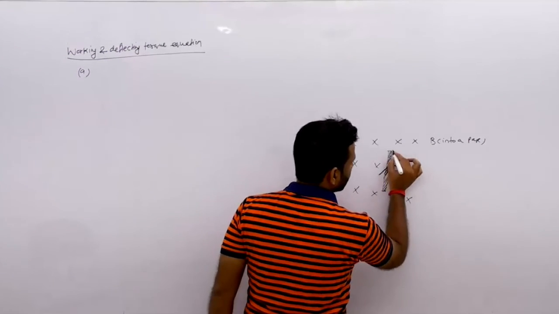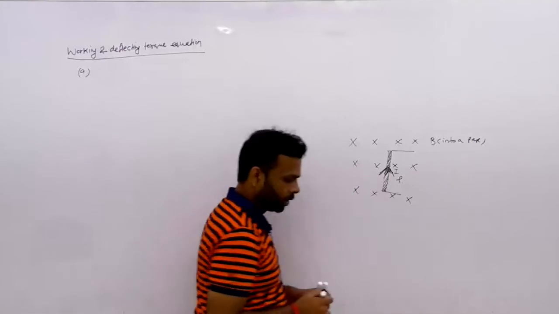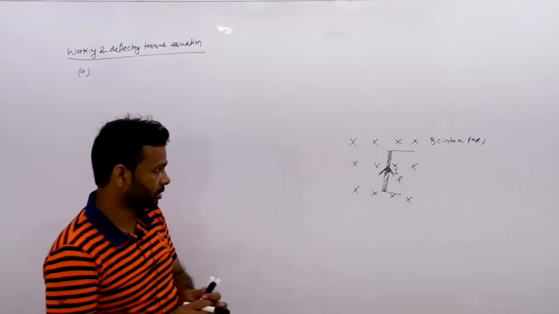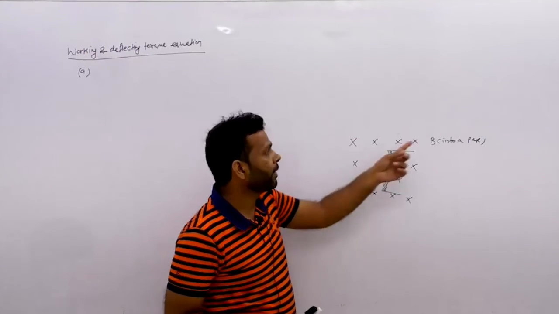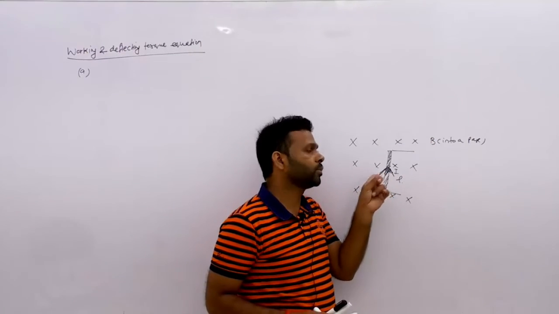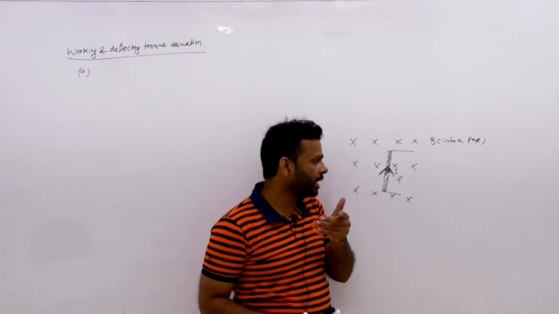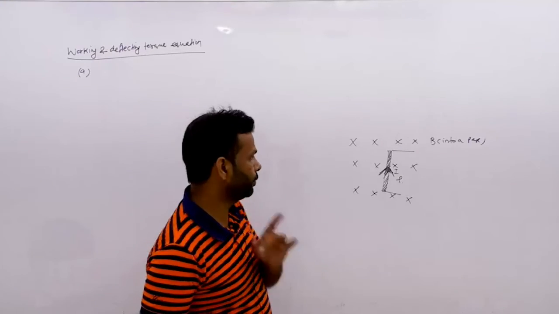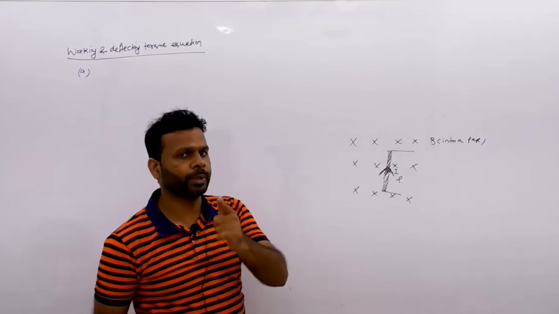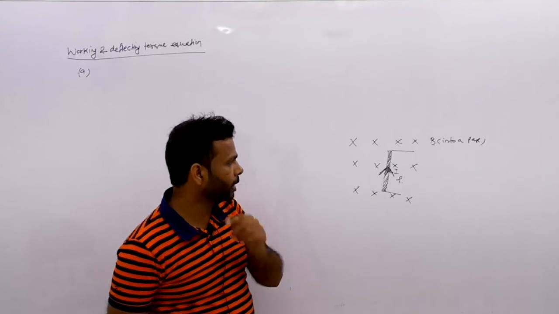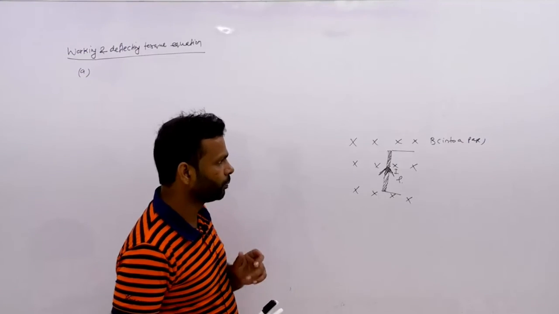Listen carefully. A conductor whose length is L is carrying current I and this is the magnetic field into the page. Again, pay attention: when a current carrying conductor is placed in an external magnetic field, then a mechanical force acts on it, and the direction of that mechanical force is found by Fleming's left hand rule.